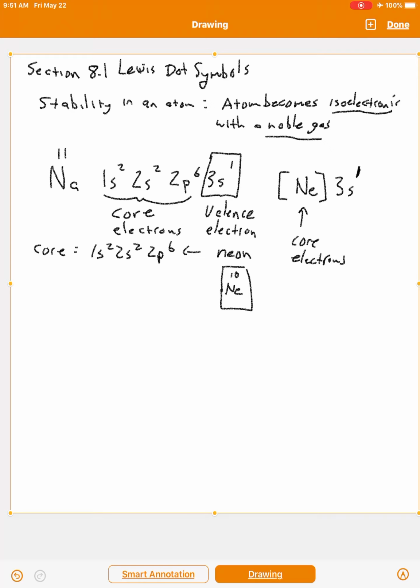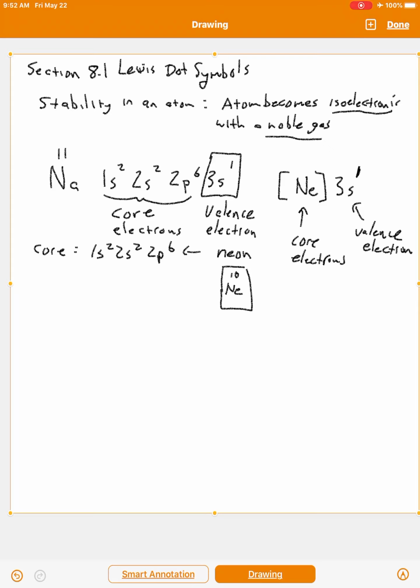Now notice there are some square brackets here. The square bracket notation indicates that when we write Ne, we mean the electron configuration of neon. We're not saying that sodium is the same thing as a neon atom. We're just saying it has the same electron configuration as neon, but it has one additional electron in its valence shell right here. So these are valence electrons. Now there's only one valence electron for sodium, but if it was 3s2 and then 3p2, those would all be valence electrons.